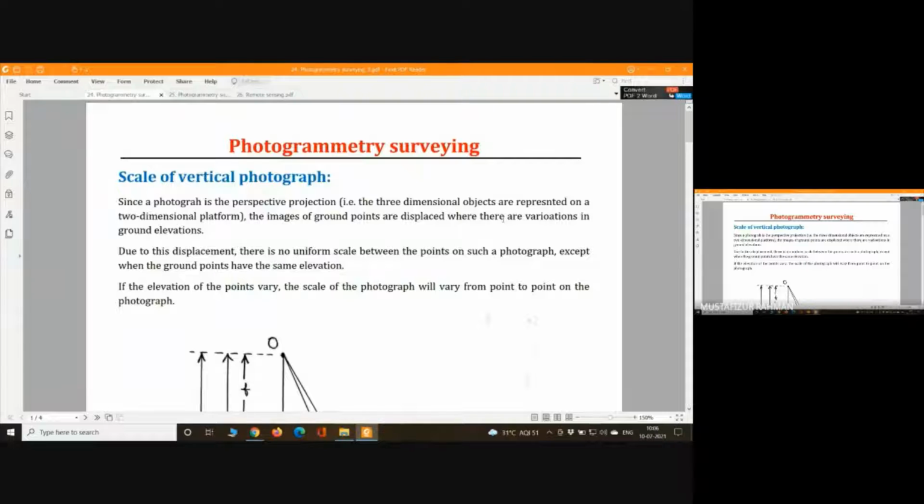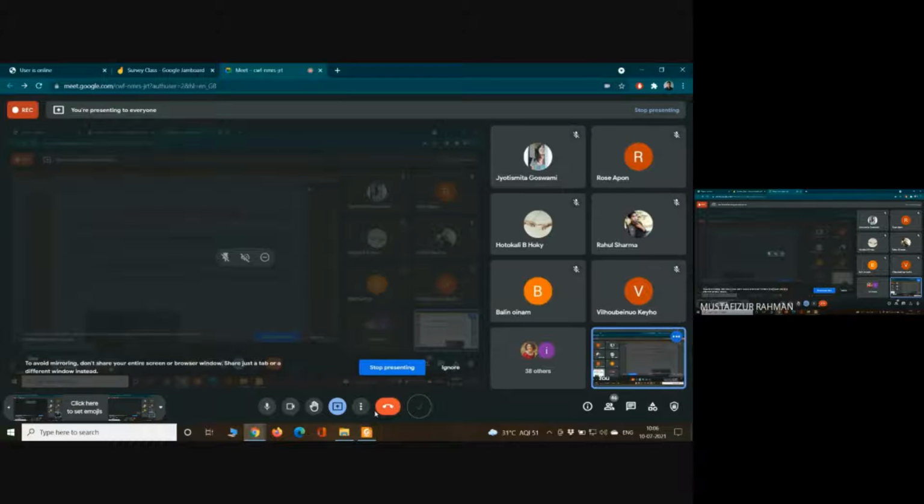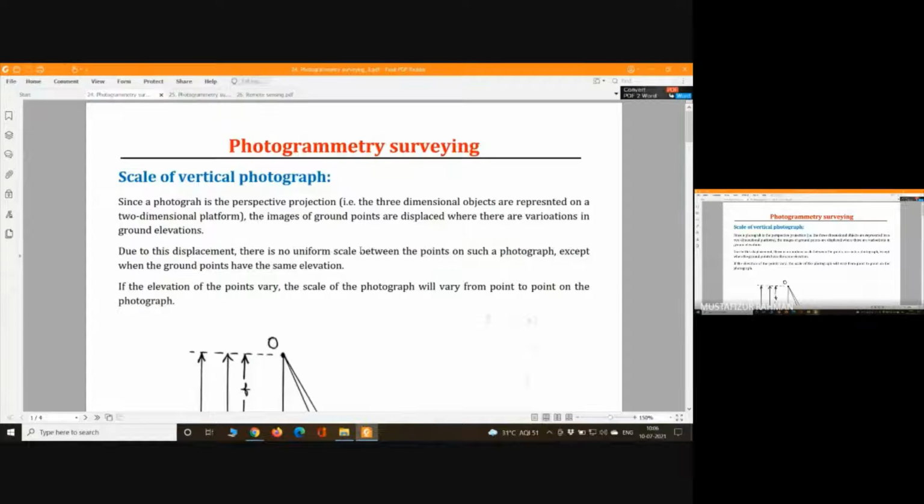Now we have a few numericals to discuss. Before the numericals, the concept used in the numerical. So here what we are doing, we are finding out the scale of a vertical photograph. A vertical photograph means it is taken without any tilt, right? Remember tilt was when the optical axis was tilted by some angle. When there is no tilt, then it will be a vertical photograph. So we need to see what is the scale of a vertical photograph.